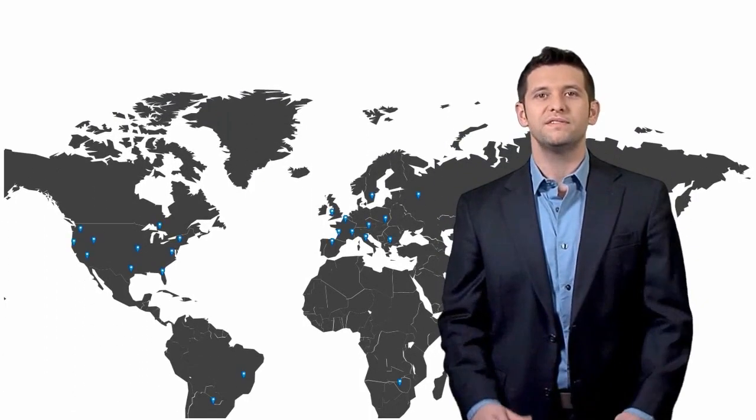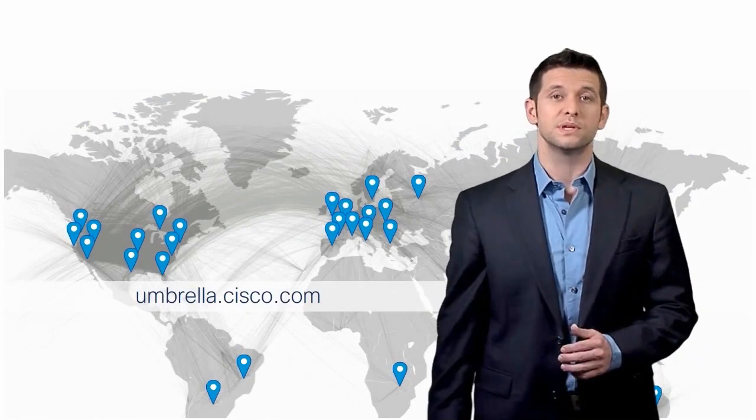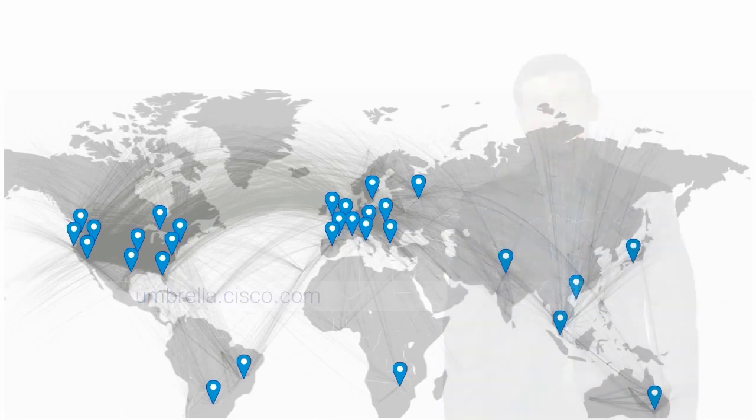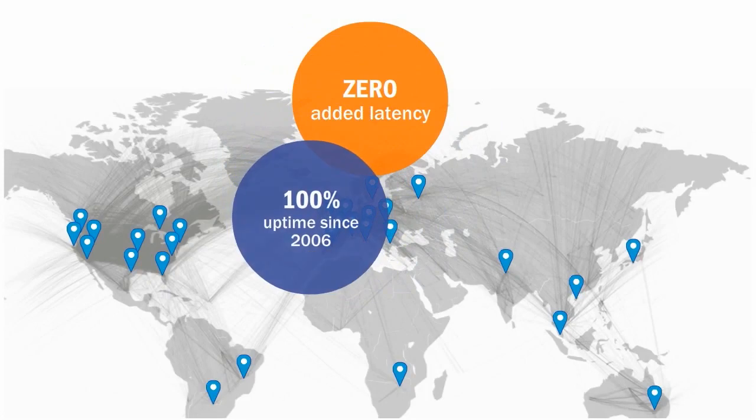We have 25 data centers worldwide, and you can see the current status of all systems by visiting our website. We peer with over 500 of the top internet service providers, or ISPs, and content delivery networks, or CDNs, to exchange BGP routes and ensure we're not adding more latency over regional DNS providers. And we've also maintained 100% uptime since our network went live in 2006.